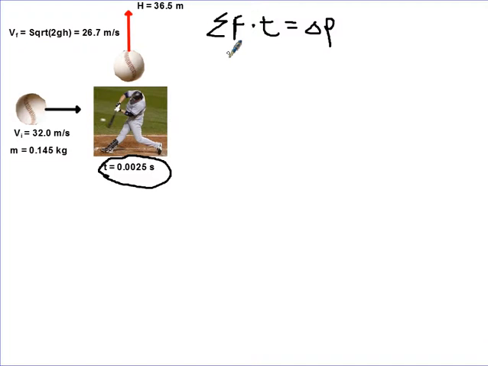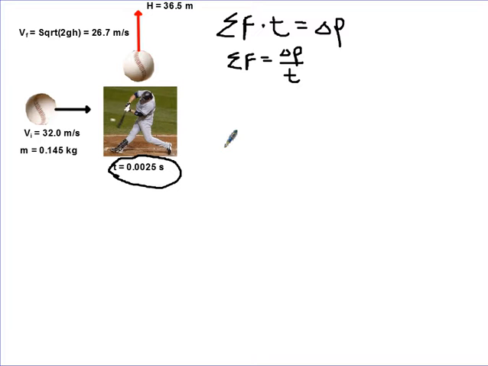Since they're asking for the magnitude of the force acting, we'll solve that equation for force, so we need to look at the change in momentum the ball experiences and divide it by the time. So how to do that? We have to take care of vectors. The initial velocity is 32 meters per second this way, and the final velocity is 26.7 meters per second this way.